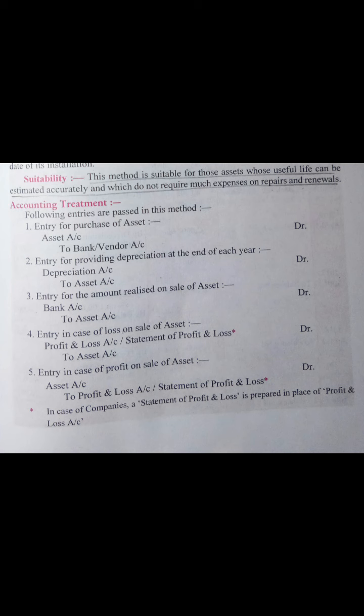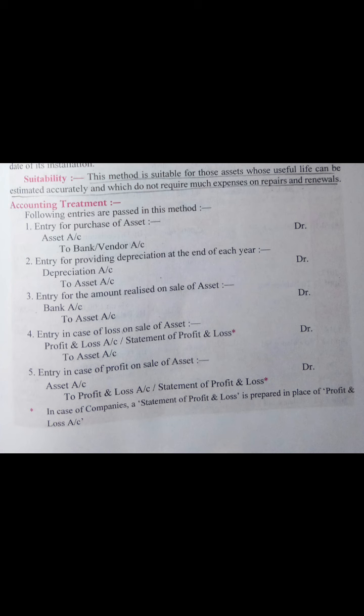Next is the entry at the time of providing depreciation at the end of every year. So it should be clear that depreciation is always provided at the end of a year, not in the middle or after 6 months. It is always provided after 12 months, or we may say the end of the year. So for providing the depreciation, the entry would be that depreciation account would be debited to asset account.